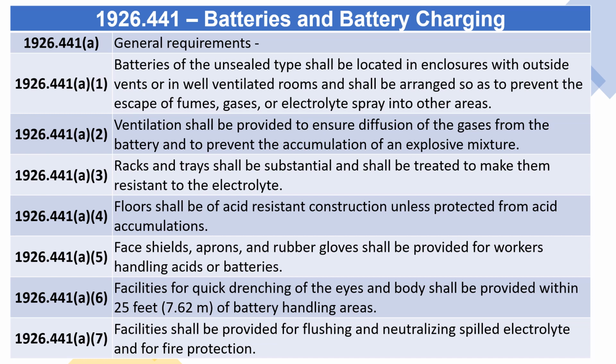1926.441(a)(3): Racks and trays shall be substantial and shall be treated to make them resistant to the electrolyte. 1926.441(a)(4): Floors shall be of acid-resistant construction unless protected from acid accumulations. 1926.441(a)(5): Face shields, aprons, and rubber gloves shall be provided for workers handling acids or batteries. 1926.441(a)(6): Facilities for quick drenching of the eyes and body shall be provided within 25 feet (7.62 meters) of battery handling areas.